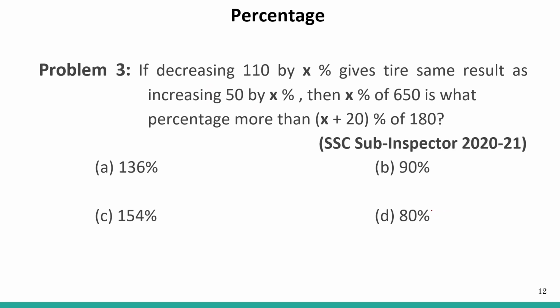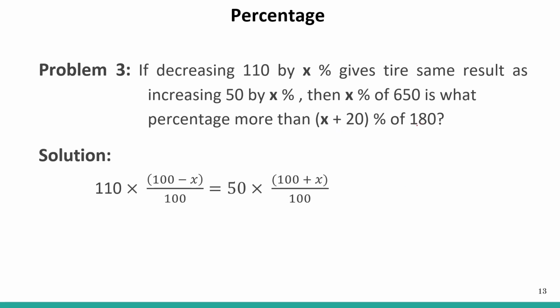So let's see problem number 3. If decreasing 110 by x% gives the same result as increasing 50 by x%, then x% of 650 is what percentage more than x plus 20% of 180? Is it 136%, 154%, 190% or 80%? Okay, let's see.